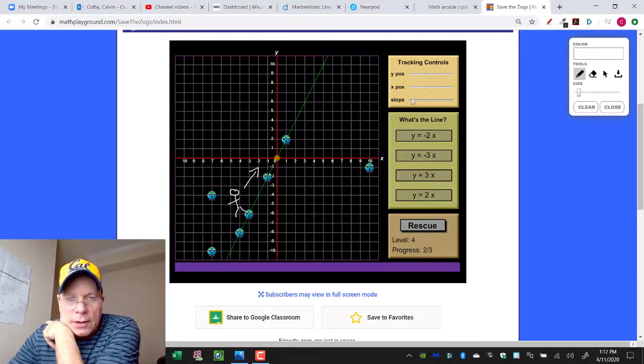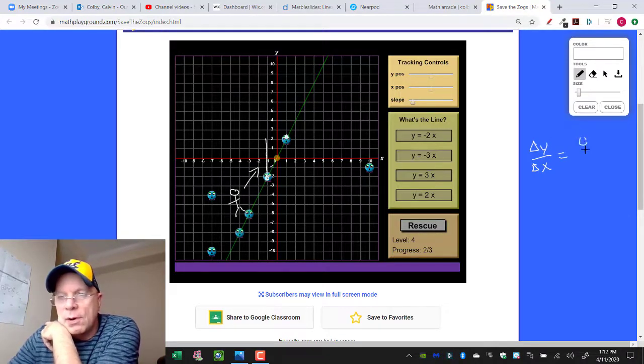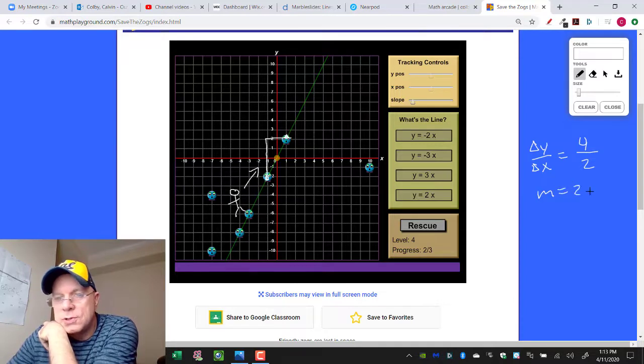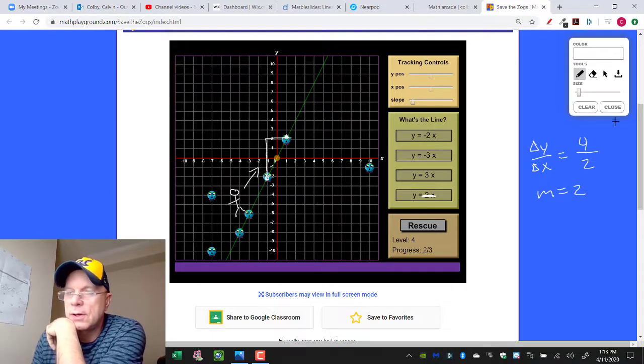And then let's pick this Zog and this Zog. Delta y over delta x. If I'm going up 1, 2, 3, 4, so positive 4 for change in y, and then right 1, 2, so positive 2 for change in x. So the slope equals 2, so it must be this one right here, y equals 2x.